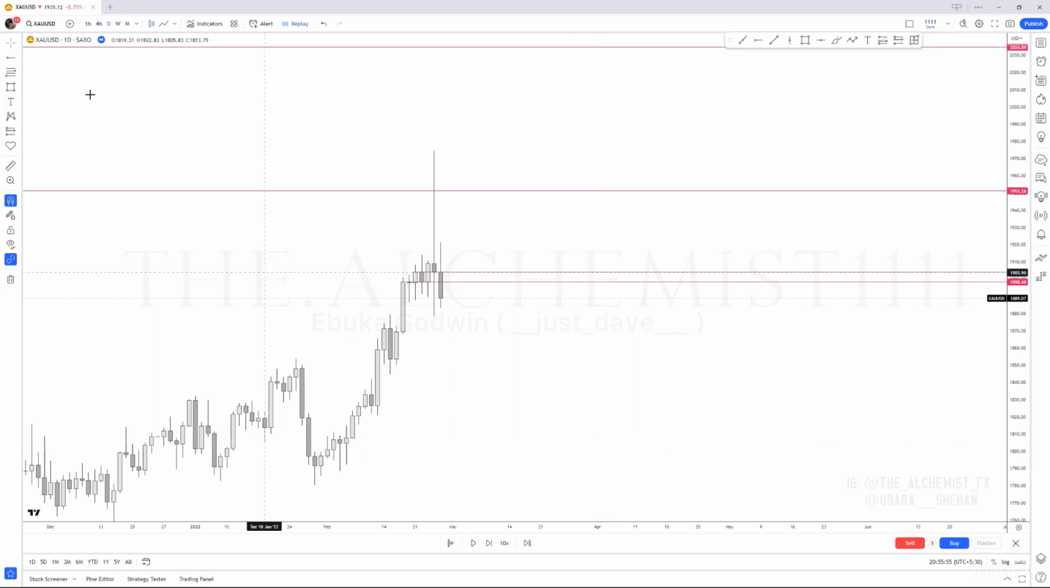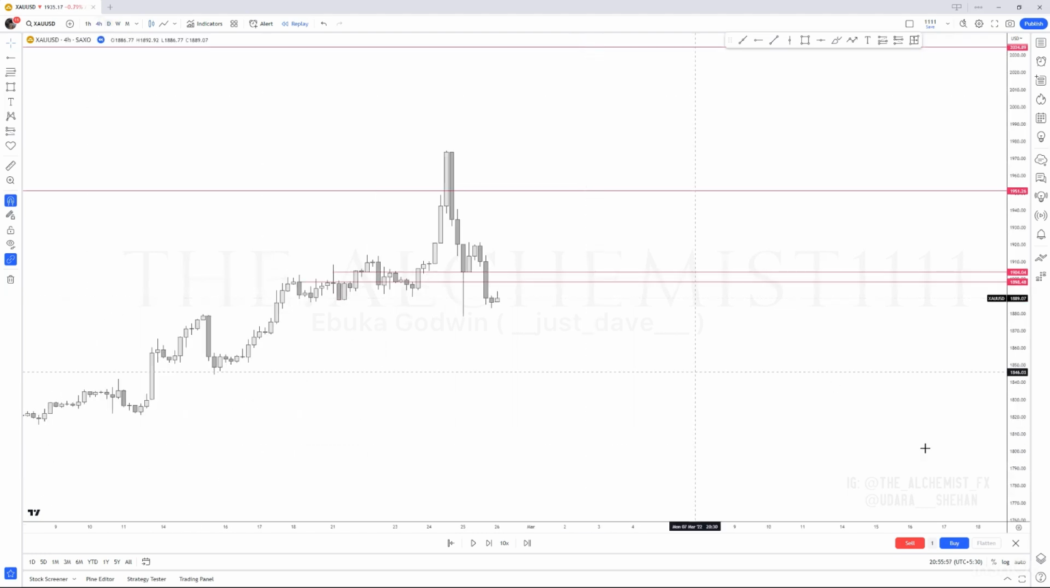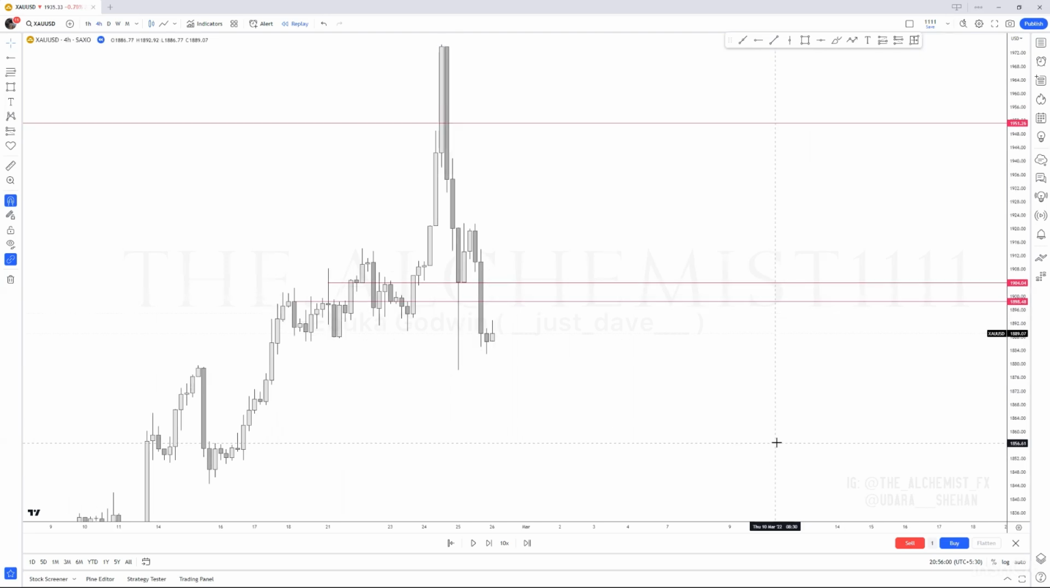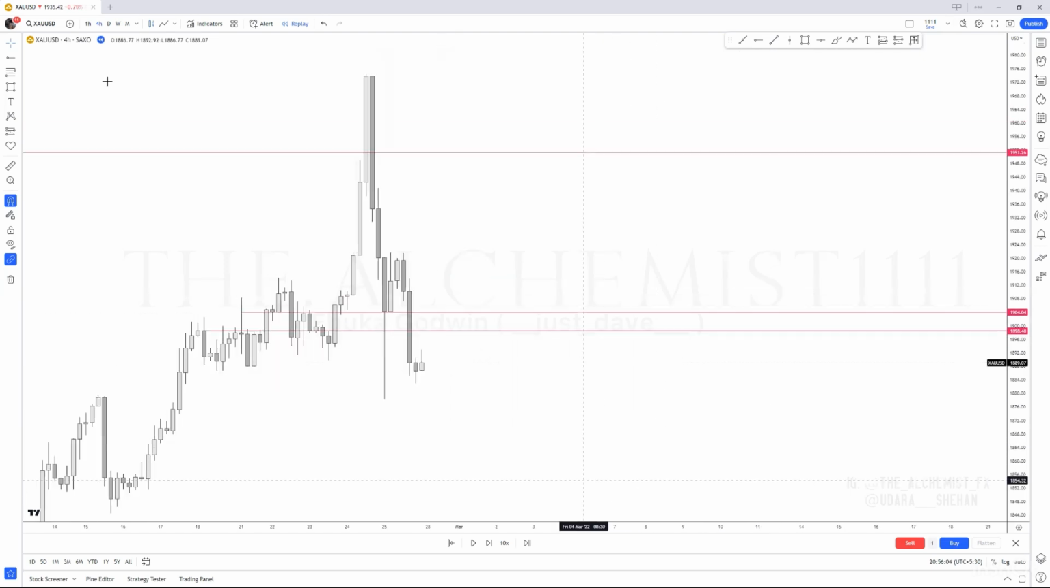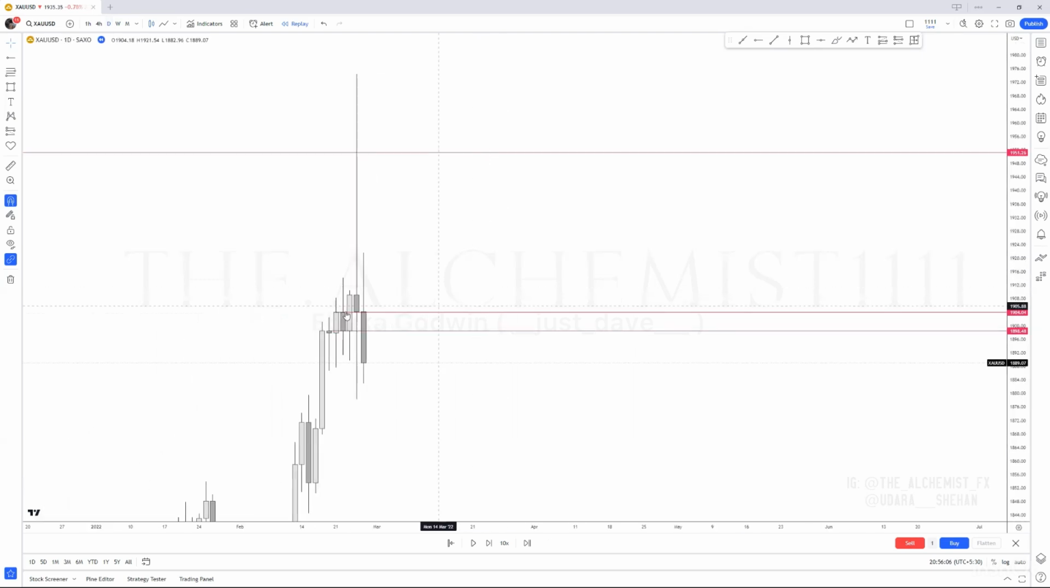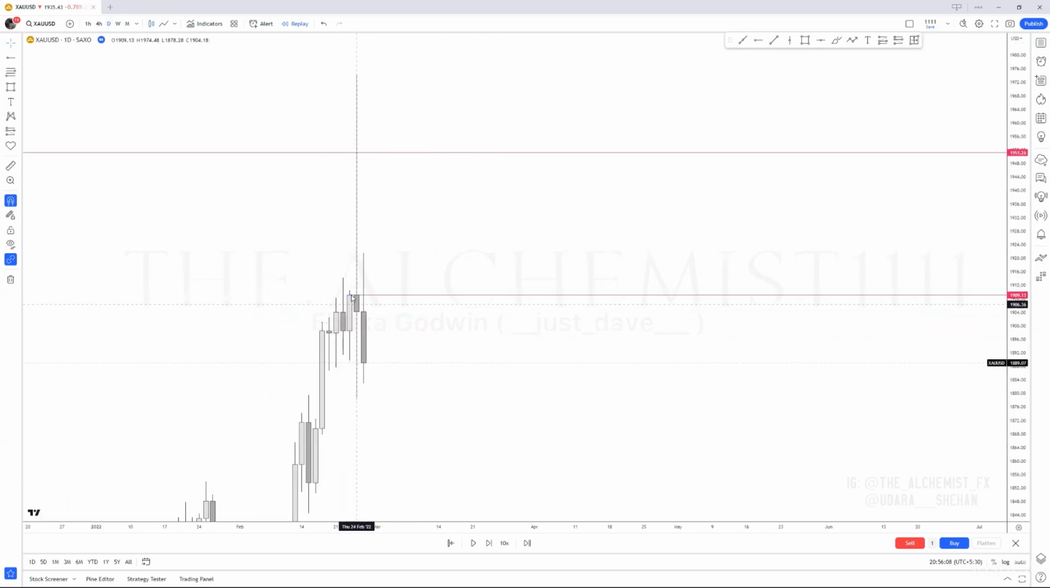So it fails. Sometimes it fails because even the daily at this point turned bearish. Can you see that? Weekly and daily both turned bearish. Daily rejected this daily resistance. We can see that very clearly. Daily has rejected a daily resistance.